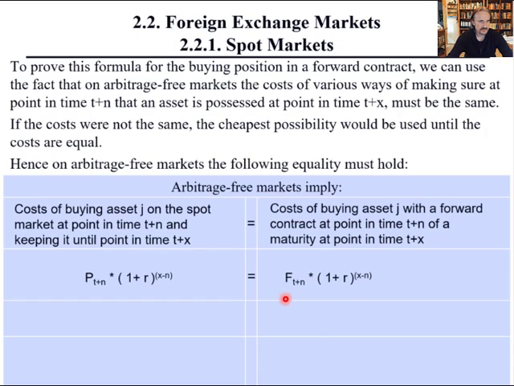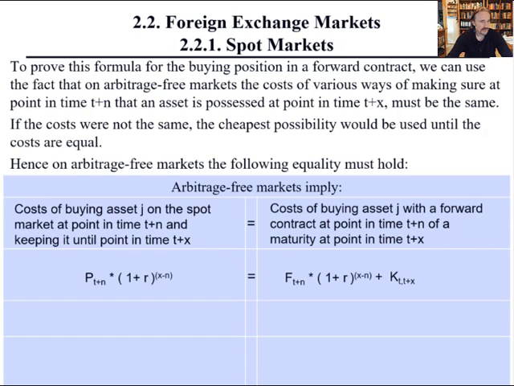So these costs are equal to the price of the forward contract in t plus n times the interest costs plus the delivery price of the underlying asset at the maturity of the forward contract at t plus x. So both formulas must yield the same value in an arbitrage-free market.